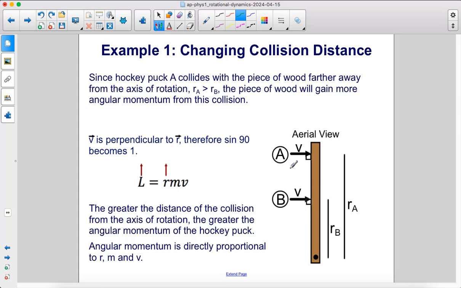The greater the distance of the collision from the axis of rotation, so if you increase R, this distance here, the greater the angular momentum of the hockey puck. So the angular momentum of an object moving in a straight line is directly proportional to R, M, and V.